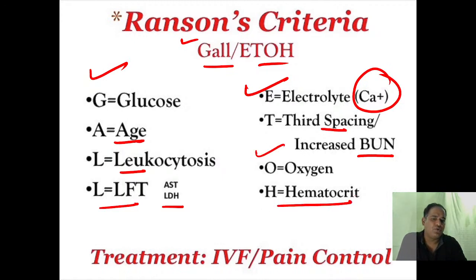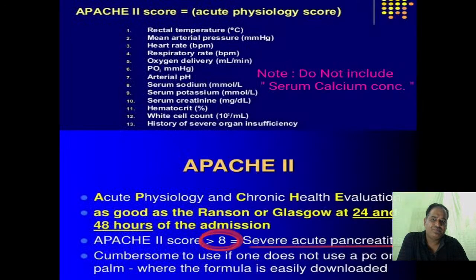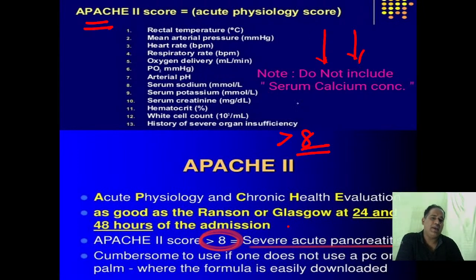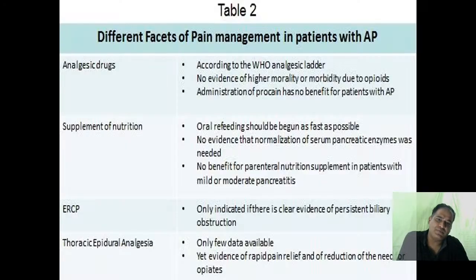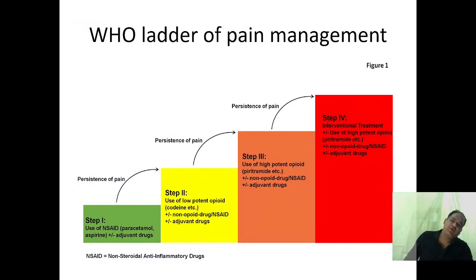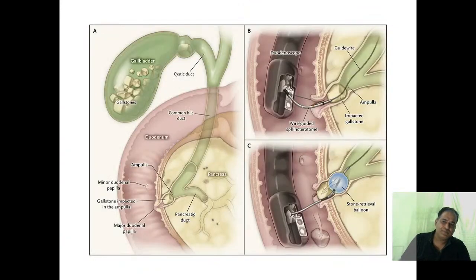Oxygen saturation, hematocrit, fine. Now, we also use Apache 2 score, acute physiology and chronic health evaluation. So, remember Apache score more than 8 indicates severe acute pancreatitis. Another thing in the MCQ, if you want to see, it does not take into account serum calcium concentration. Fine, serum calcium concentration. WHO ladder of pain management is used in chronic pancreatitis.